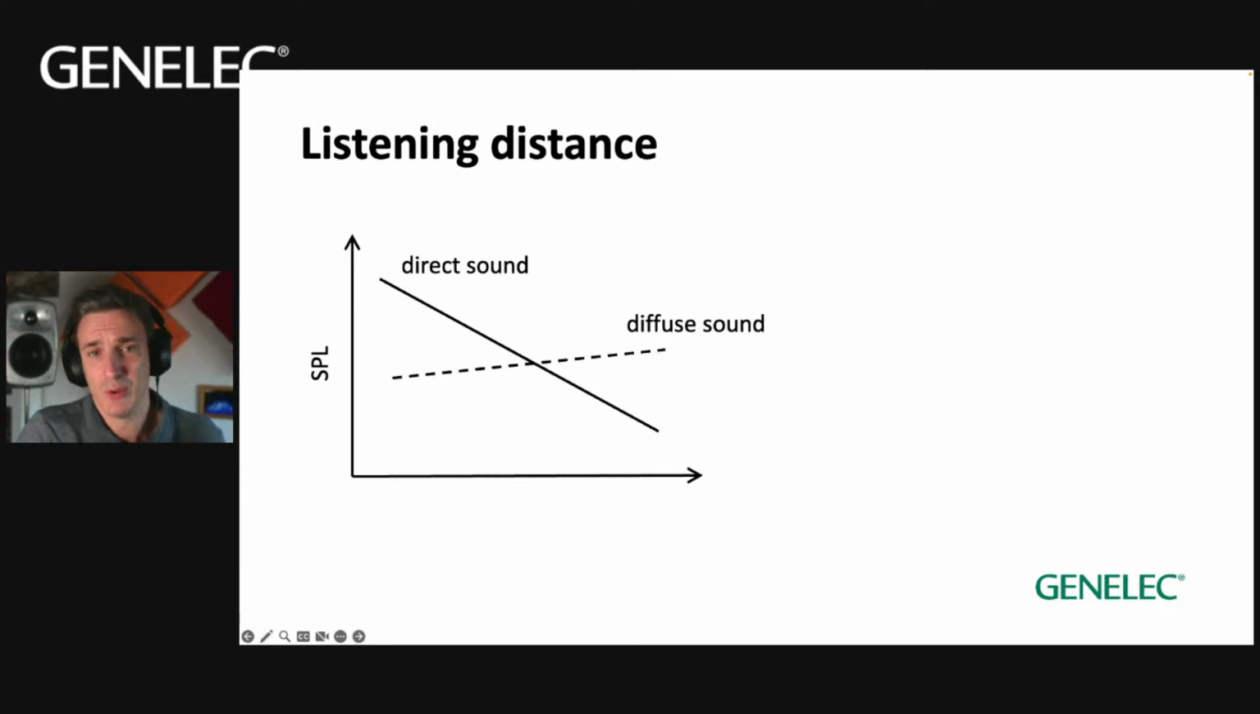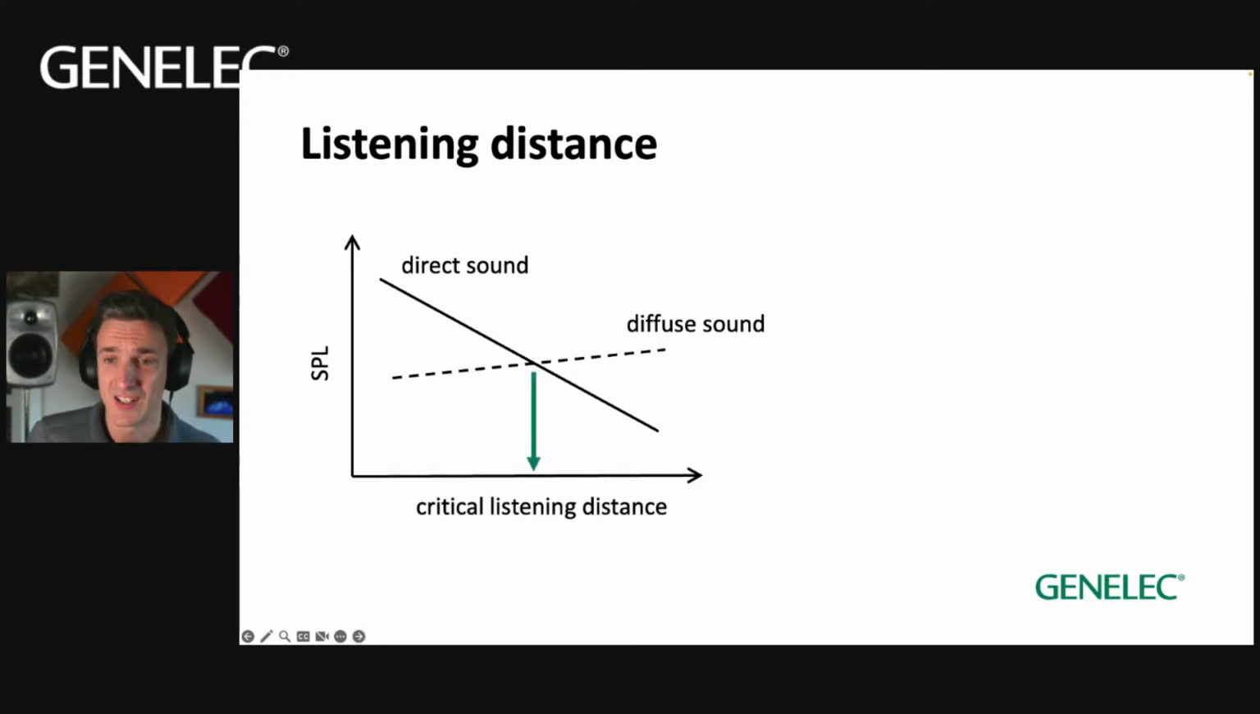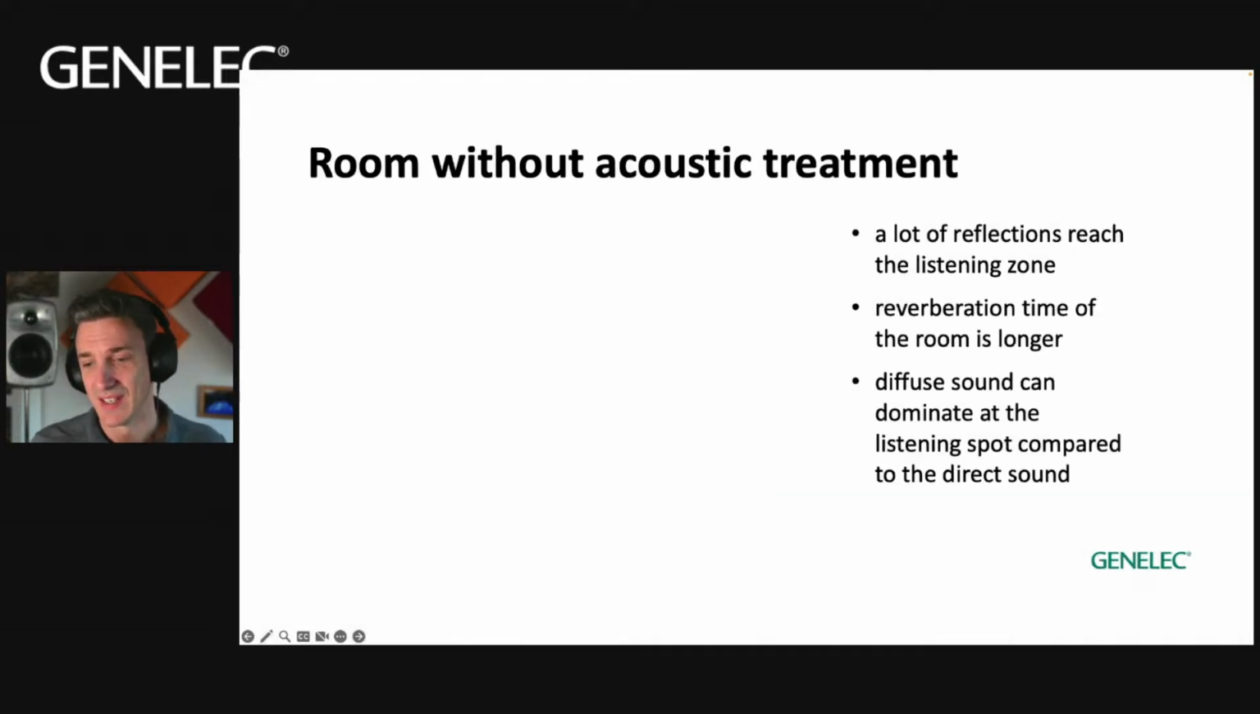But if it's possible for you, check this out, because you will get a higher precision. It will be easier for you to make decisions, and you will reduce the level of diffuse sound that is affecting your decisions. So we have in every room a so-called critical listening distance. And of course, this is also dependent on the quality of the room. If it's a well-treated studio, with a lot of absorption, then you can sit further away. If it's an untreated room, make sure to be really close to the speaker.